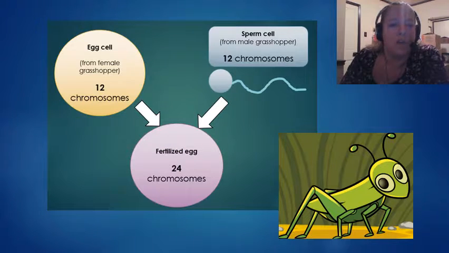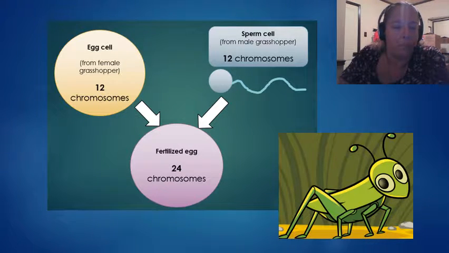So here is a visual that shows the egg cell from a female grasshopper has 12 chromosomes, and the sperm cell from the male grasshopper has 12 chromosomes. So a fertilized egg would have 24 chromosomes.